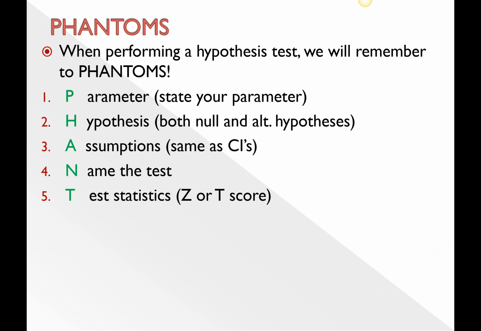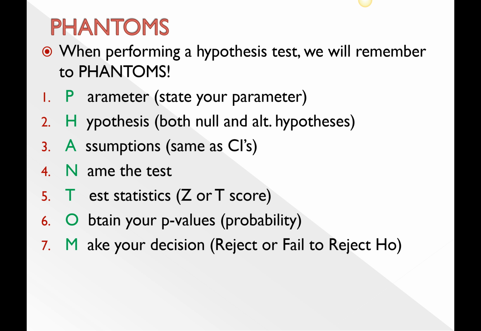We're going to compute now for T the test statistic. Now this will be either the t-score or the z-score. Since tonight's test is going to be a one proportion z-test, we're going to be using the z-statistic, and we're going to talk about that on the next slide. We're going to obtain our p-value for the O part of phantoms. So this is using either normal CDF or t-CDF to obtain said probability, and you're going to now make your decision. So that's when you're either going to reject or fail to reject HO.